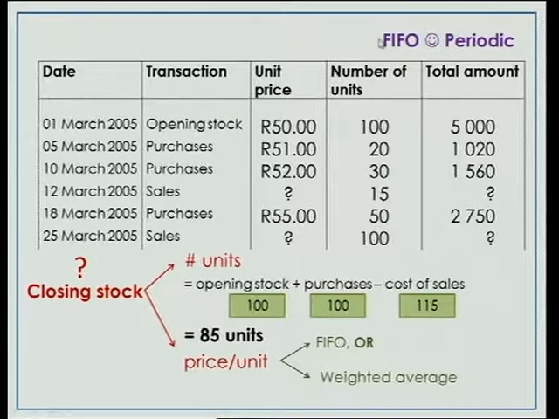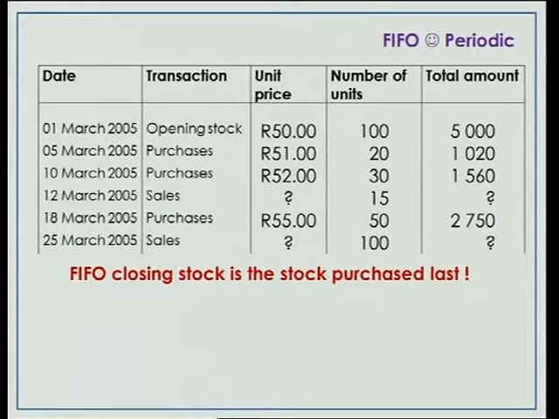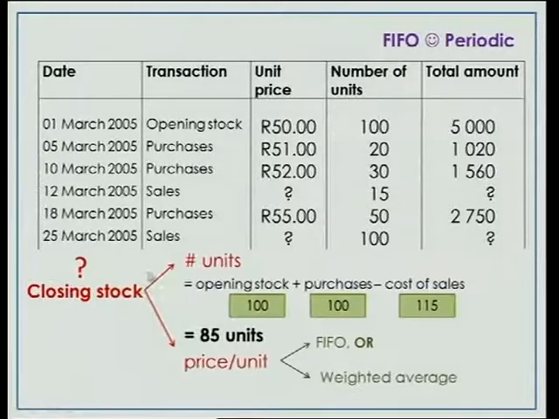Okay, so what does the FIFO method say again? It says that the stock that we purchased first will be sold first. The stock that we purchased first will be sold first. Okay, so let's see. The FIFO's closing stock, in other words, is the stock that we purchased last. Why is that? Because the old stock was sold first. So what are we left with? The closing stock is the stock that we purchased last. So let's see, can you remember how many units do we have left? We've got 85 units.